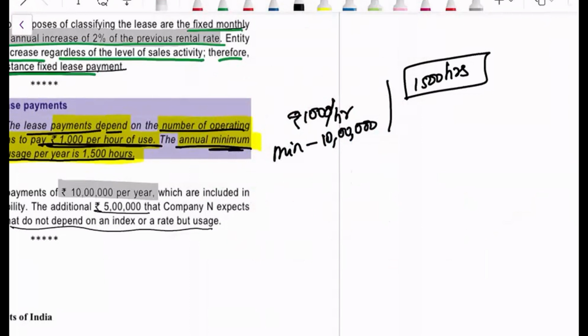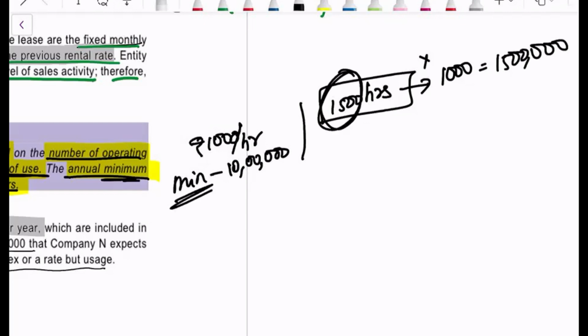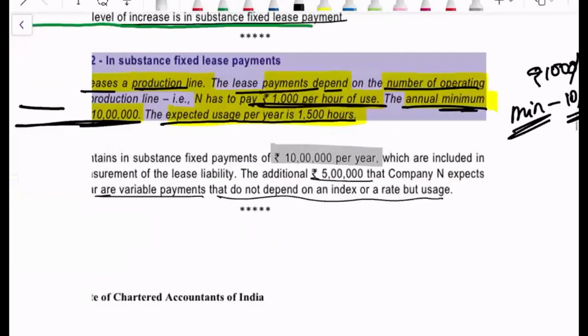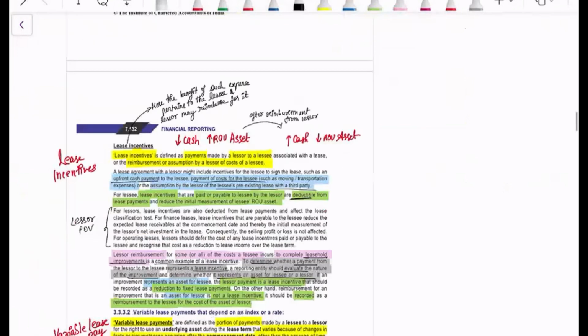Yes. So here what happens? If you are expecting to use for 1,500 hours multiplied by 1,000 per hour, you will be paying 15 lakh rupees. But this is just the expected usage. You don't know how much you're going to use. Since here you are paying 10 lakh rupees, this is kind of like a fixed payment for you, that no matter how many hours of usage, even if it is 800, 100 or 0 hours of usage, you will still have to pay a minimum of 10 lakh rupees. So this 10 lakh will be included in your lease payment.